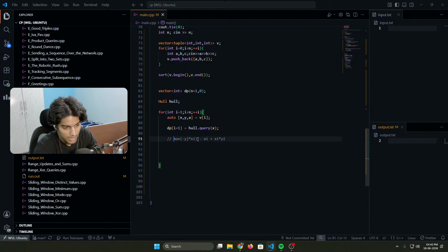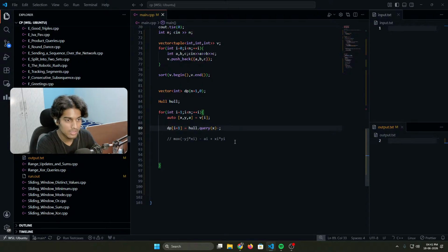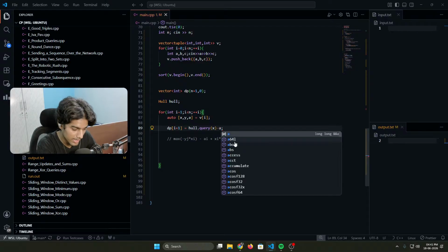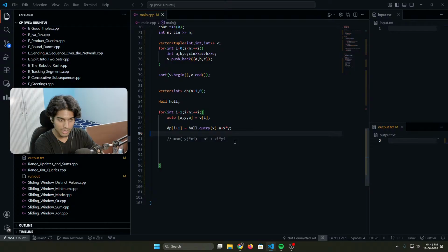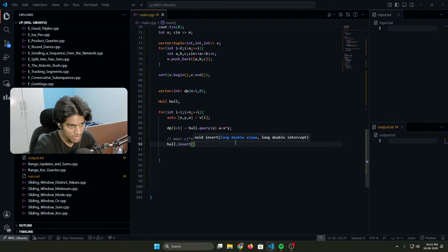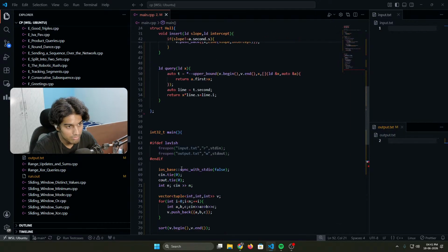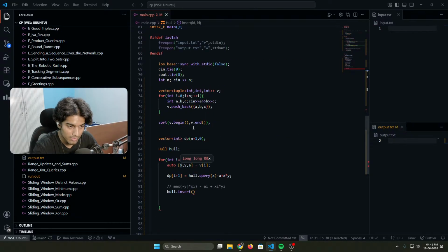think is good. Okay. So query, and also I will be reducing whatever is a. Also I will have to add y of I. So this is x into y. This is going to be my answer for this query. After the answer, I will take this hull dot insert. I think I will have to give slope and intercept.